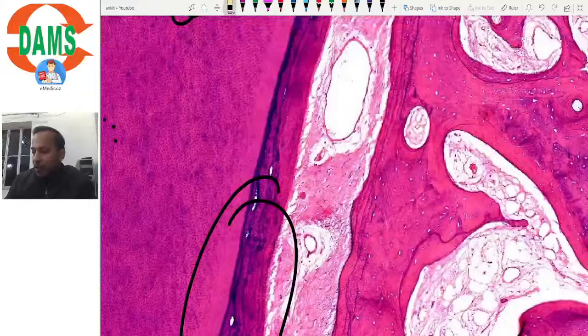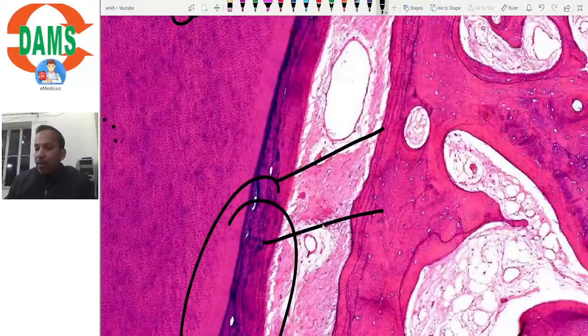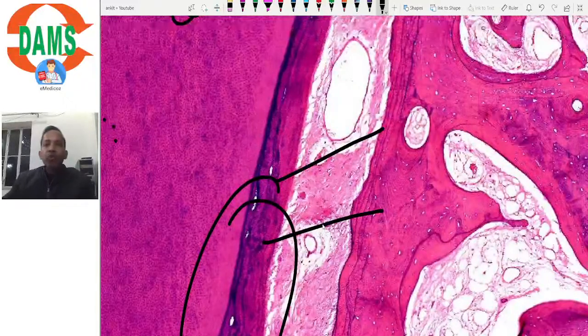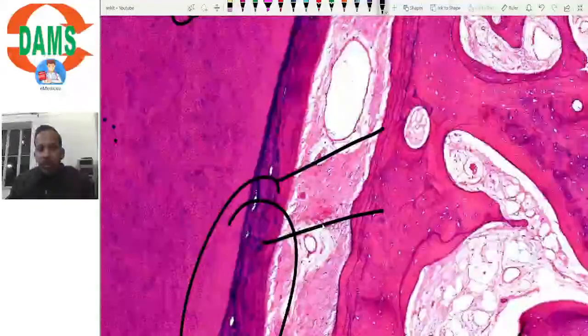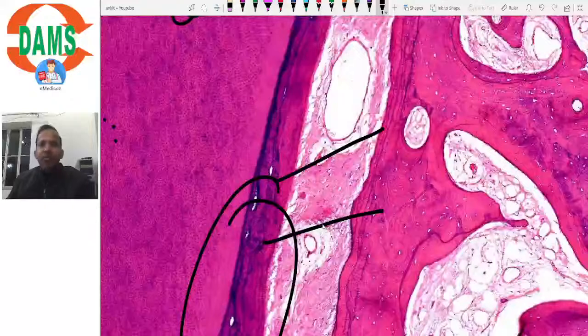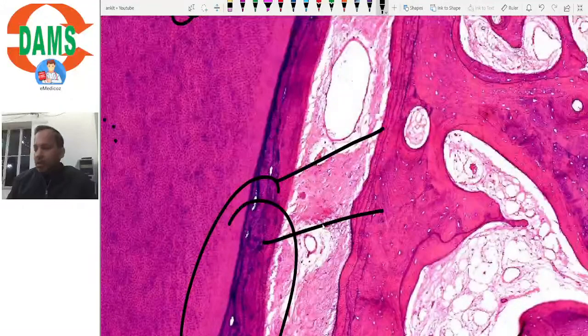Now take a look at the orientation of this PDL, this periodontal ligament bundle, this collagen fiber bundle. Take a look at its orientation. Do you think it is going from a coronal bone to the apical tooth? Do you think that is happening? So can we classify it as one particular type of periodontal ligament fibers?